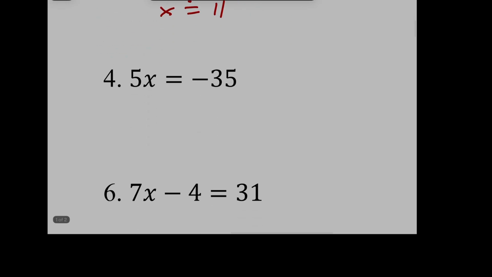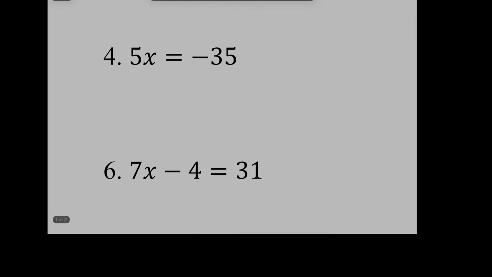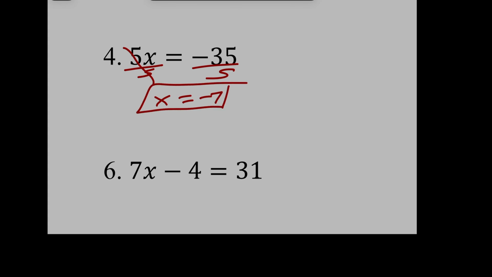Number 4, this is also a one-step problem. I have a 5 times x, so I'm going to divide. And that's how I cancel that out. That actually becomes a 1, right? 1x. And negative divided by a positive is a negative. 35 divided by 5 is 7.